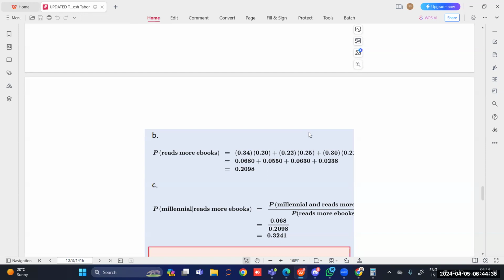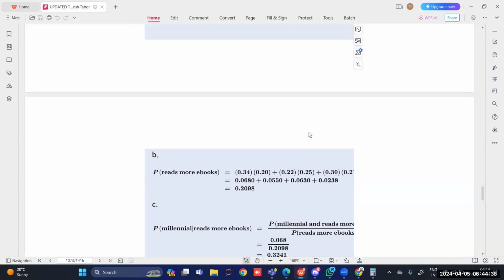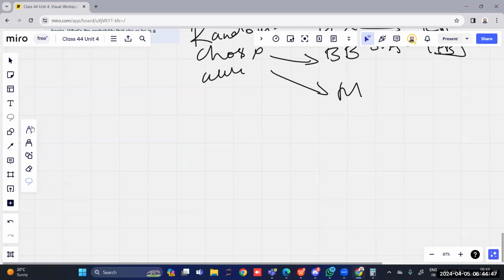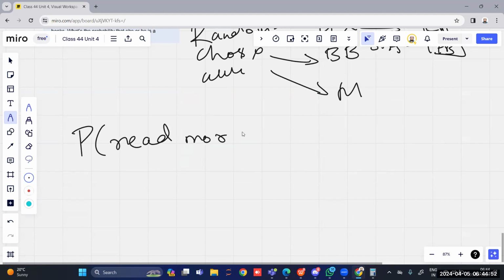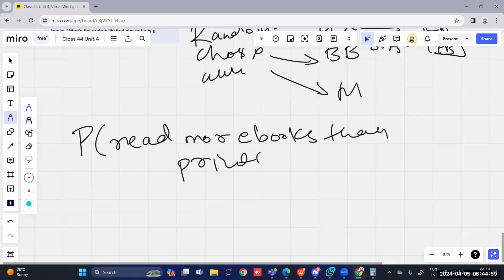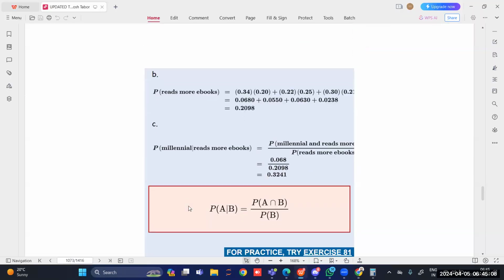What are they adding generally? Read more ebooks than print books. So in each case, we have three cases generally. So what we need to find is R intersection E intersection P. You can do it on your own also.